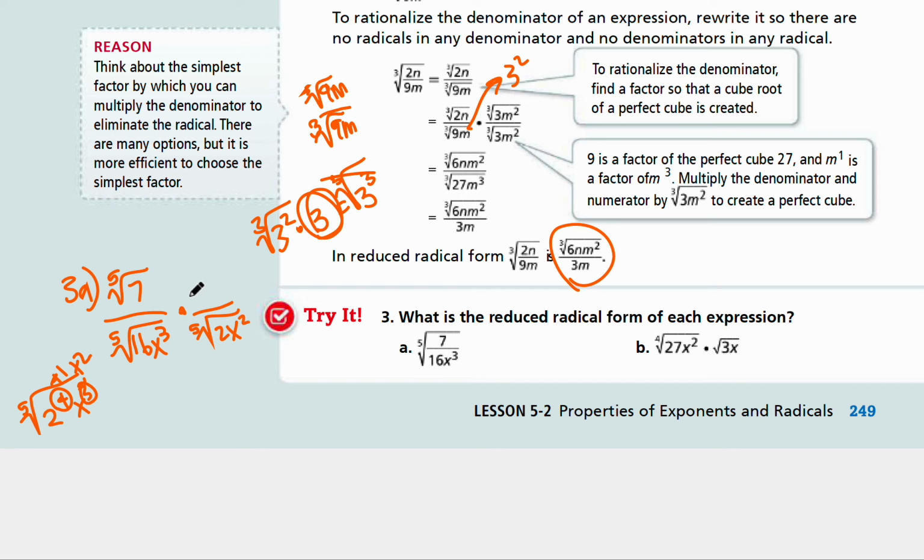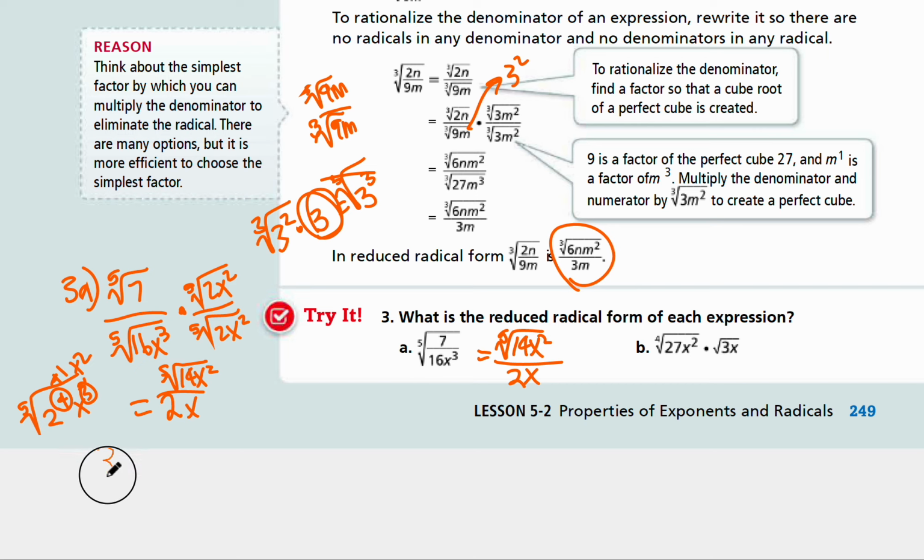squared. And so you'll do the same thing for the numerator. And now you have 2 to the power of 5, x to the power of 5, and then the root is canceled out. So you have 2x in the denominator, and then on top in the numerator, you just multiply them together. You have fifth root of 14x squared. And that's as simple as you can get. So the reduced radical form would be fifth root of 14x squared all over 2x for part A.